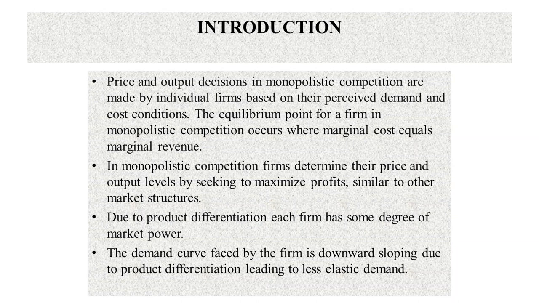First of all, we will learn what is monopolistic competition. Price and output decision in monopolistic competition are made by individual firms based on their perceived demand and cost conditions. The equilibrium point for a firm in monopolistic competition occurs where marginal cost is equal to marginal revenue. In monopolistic competition, firms determine their price and output level by seeking to maximize profit, similar to other market structures.